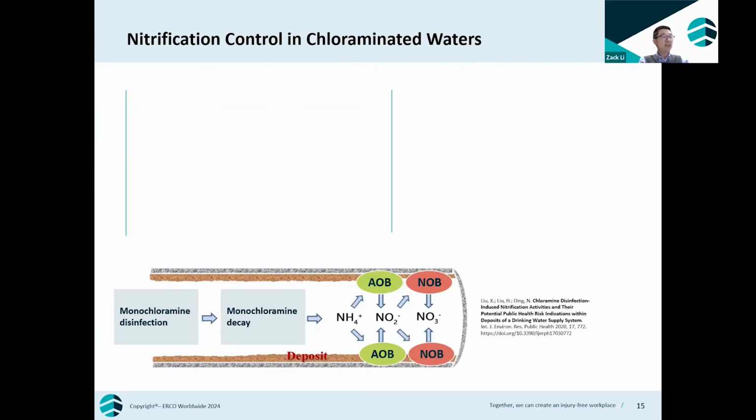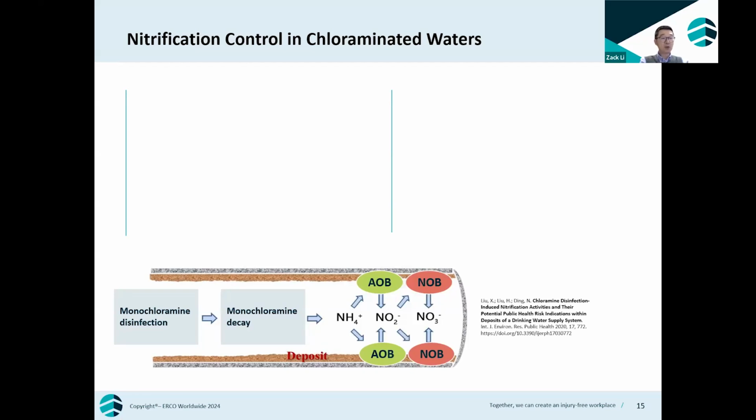Another application is nitrification control. As you know, monochloramine is widely used as a secondary disinfectant in drinking water distribution systems. Chloramine use helps to maintain the total chlorine residual of the distribution system and helps to control chlorinated DBP formation. However, the use of monochloramine may promote nitrification because the chloramine can decay to ammonia.